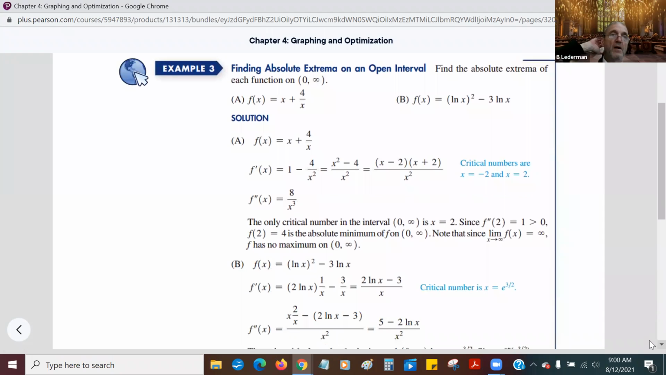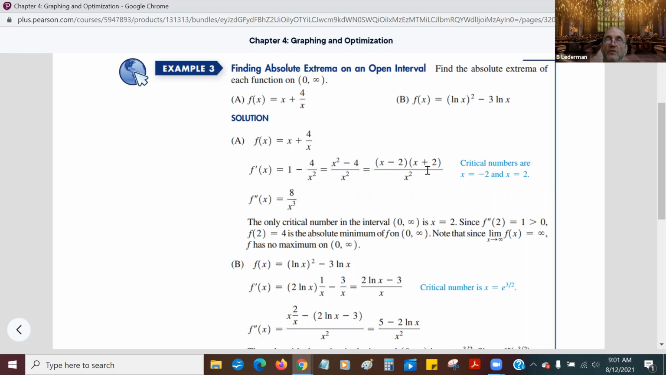Okay. So let's find the absolute extrema on an open interval. If I look at x plus 4 over x, if I take the derivative, I get 1 minus 4 over x squared. I want to combine this into one fraction, because that's easier to see what the critical numbers are that way. I factor this, and I get x equals positive 2, x equals negative 2. Those are going to be my two critical numbers.